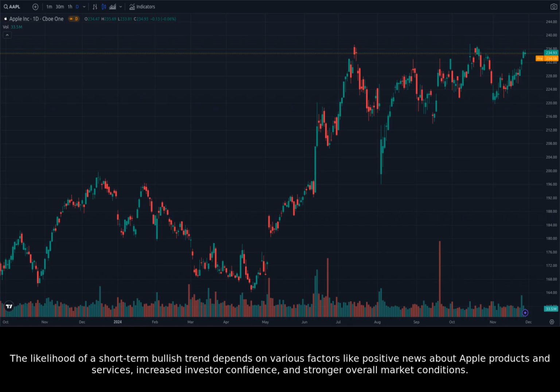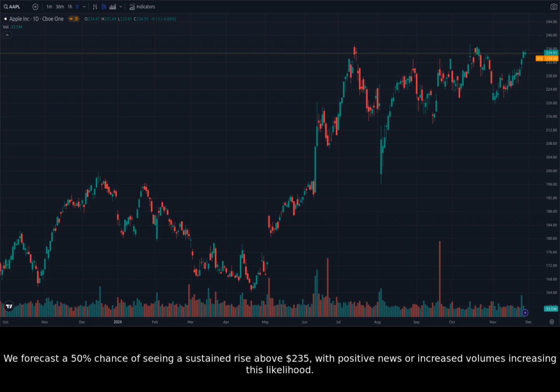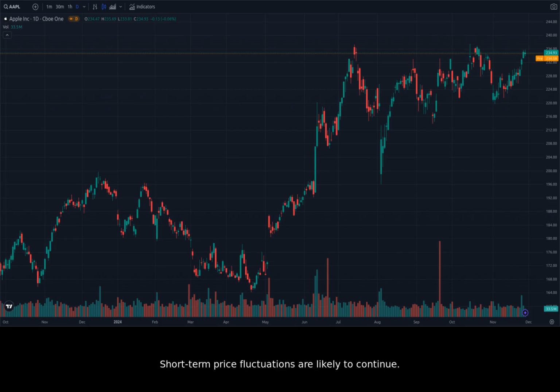The likelihood of a short-term bullish trend depends on various factors like positive news about Apple products and services, increased investor confidence, and stronger overall market conditions. We forecast a 50% chance of seeing a sustained rise above $235, with positive news or increased volumes increasing this likelihood. Short-term price fluctuations are likely to continue. The short-term forecast has a 60% chance of seeing $225 acting as support. If support at $225 is breached, there's a 70% chance the price will drop towards $220.